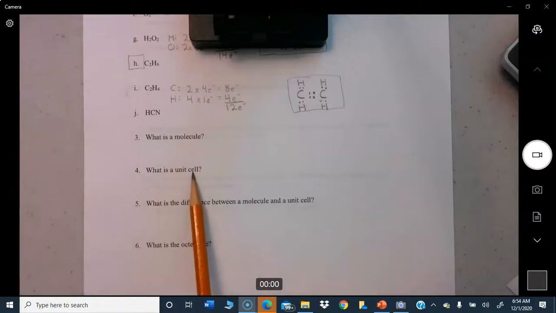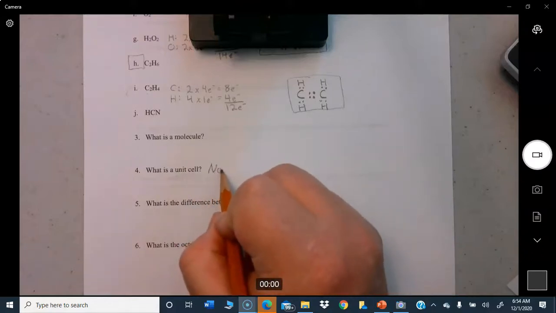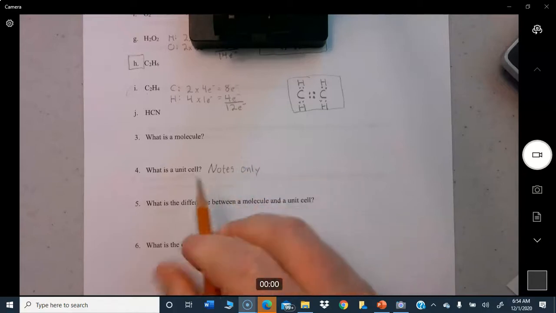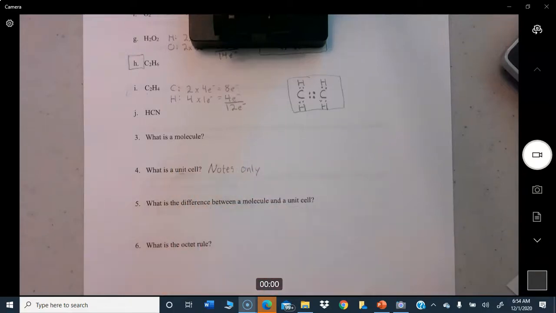So one of the things that is review is what's a unit cell. That's not in the video. It's in the notes. I'm just going to write that here. The reason is simply I want you to compare a unit cell with a molecule. What's the difference between the two? And that's actually the question I ask you right here.